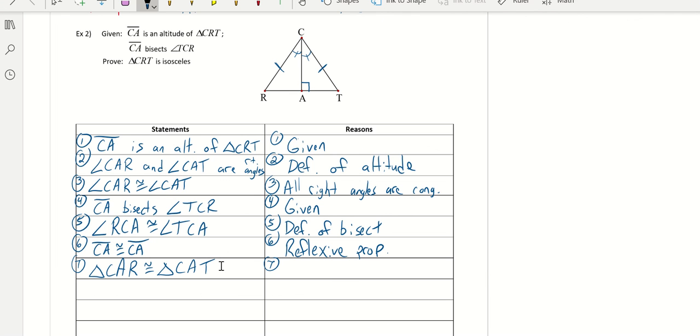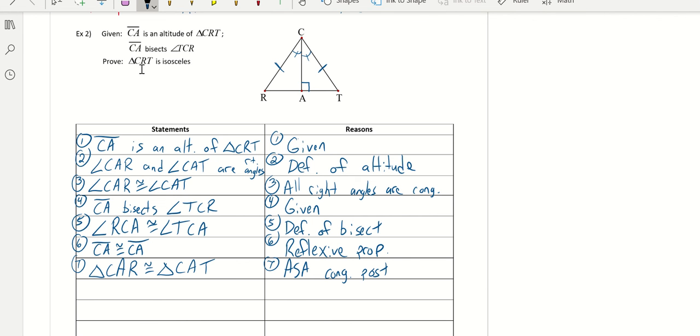I checked my congruency statement. Corresponding parts are in corresponding positions. The angle at vertex C in CAR and the angle at vertex C in CAT are congruent. The angle at vertex A in CAR and the angle at vertex A in CAT are congruent. Same thing with the angle at vertex R and vertex T, even though we haven't proven that yet, but they are congruent. How do we know that? Angle, side, angle congruency postulate.